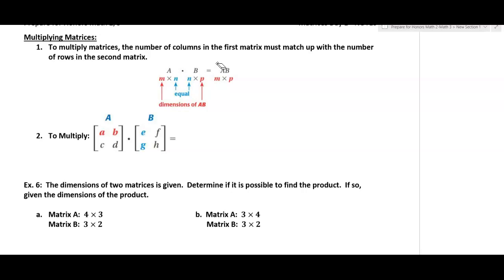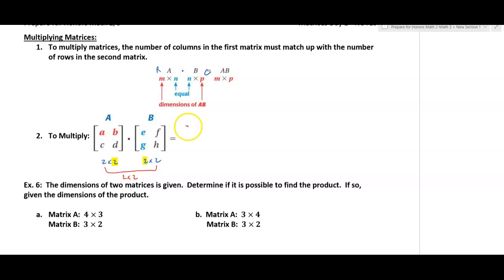Now, the resulting matrix will end up being equivalent to the number of rows in the first matrix by the number of columns in the second matrix. So here, 2 by 2 times a 2 by 2. So do these match up? Yes. Since those match up, I know my resulting matrix will be a 2 by 2 matrix.